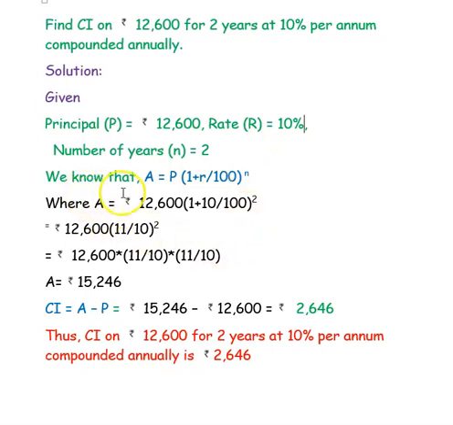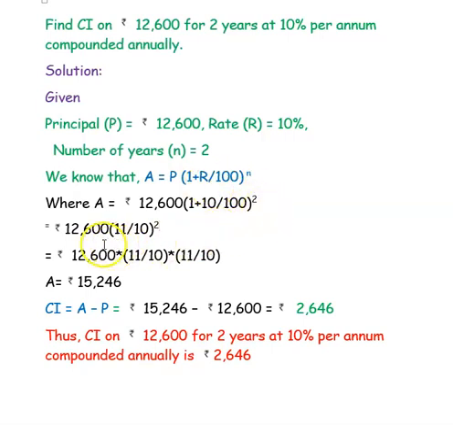Now, we know the formula for the amount in compound interest is A equal to P, that is principal, into 1 plus R, that is rate of interest, divided by 100, to the whole power n. Next step, we are going to substitute all the given values. So A equal to principal, rupees 12,600, into 1 plus rate of interest 10 divided by 100, to the whole power 2, that is the number of years, 2.